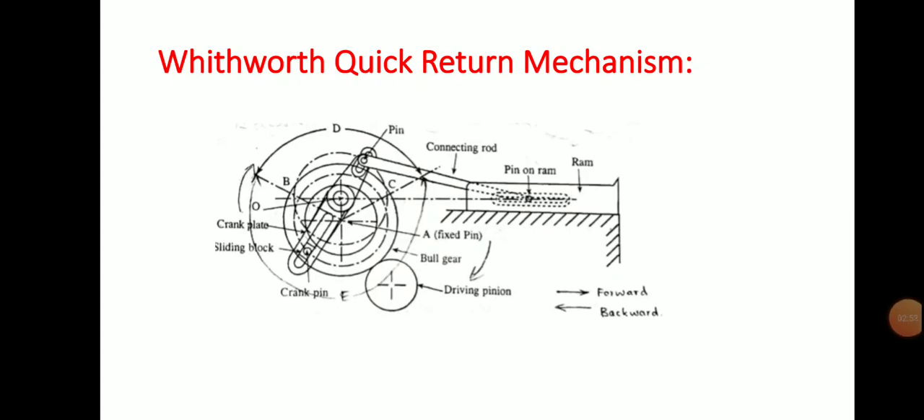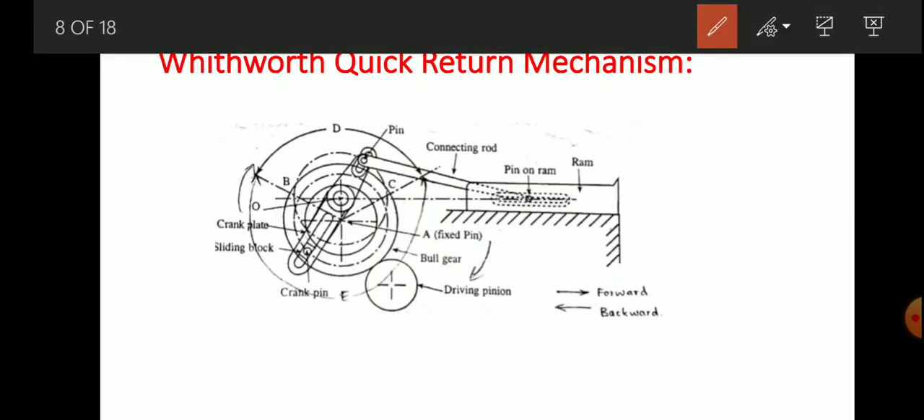Here we can see a simple sketch of the Whitworth quick return mechanism. Here the bull gear is mounted at a point A. This is point A and here we can see a bull gear, which is free to rotate. The crank plate is pivoted eccentrically on the fixed point O. Here we can see the fixed point O.